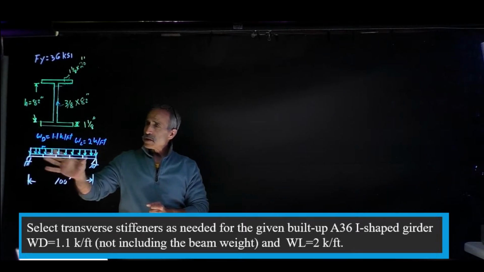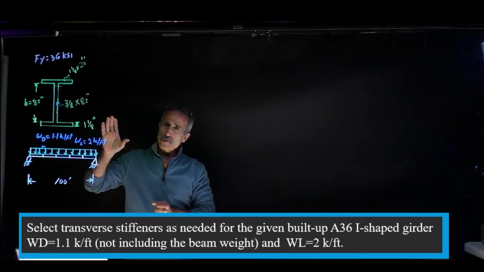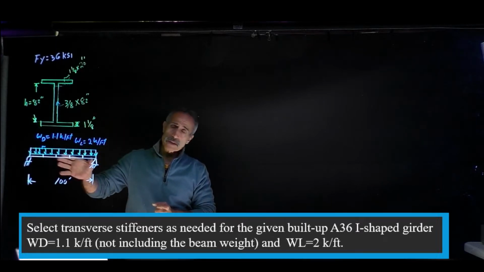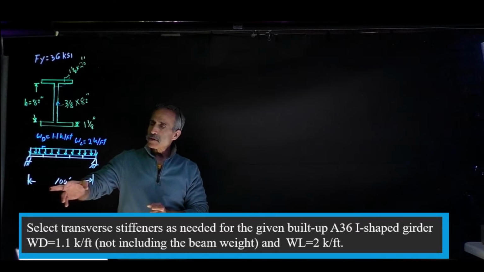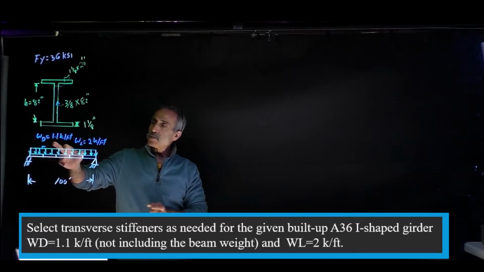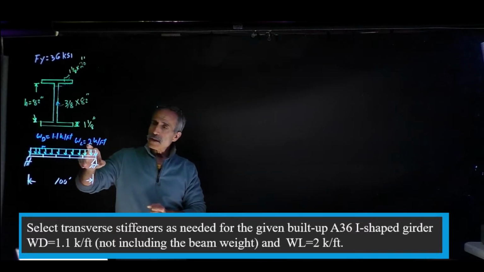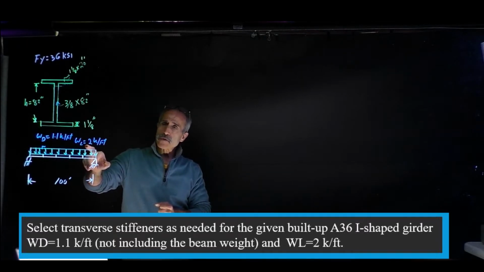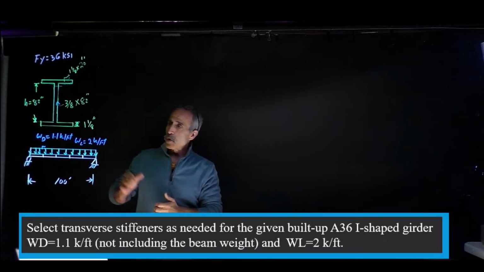We're going to design this girder, find out if we need any stiffeners and where we need the stiffeners. So let's say we have a 100-foot simply supported beam. Dead load is 1.1 kip per foot, not including the weight of the beam, and then live load is 2 kip per foot. Because the beam is so massive, we really have to include the weight of the beam itself.